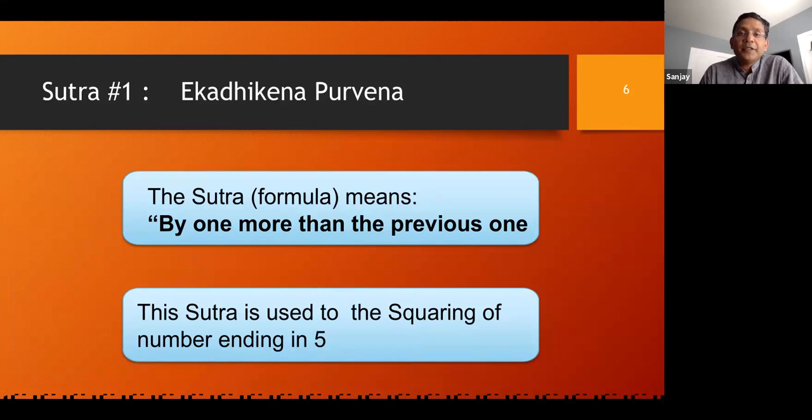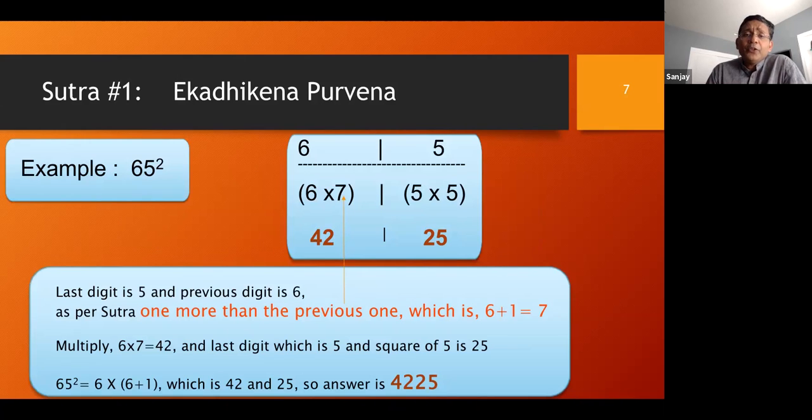Okay, so let's take the first sutra, which we call Ekadikena Purvena, which simply means one more than the previous one. If you have any numbers that end with 5 and you want to square them, because they are complementary numbers, of course I won't get into the details of it, just for the interest of time. But any number ending with 5, we did squaring of 85 as one of your examples, you can use this particular formula here.